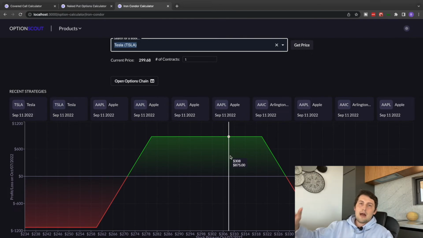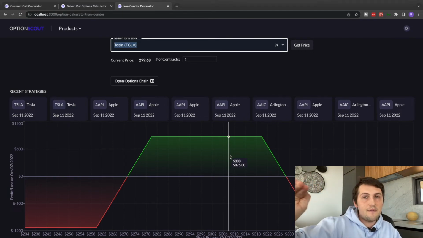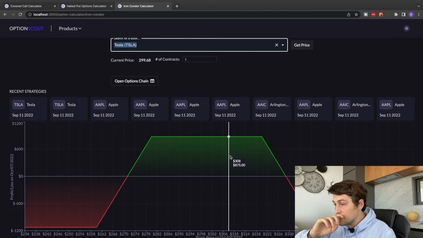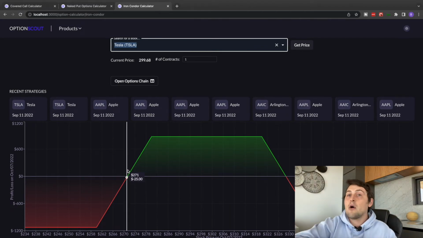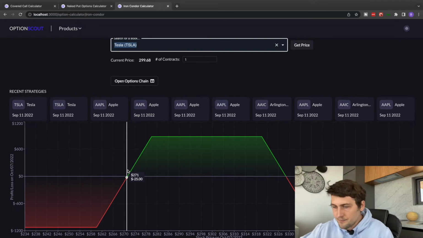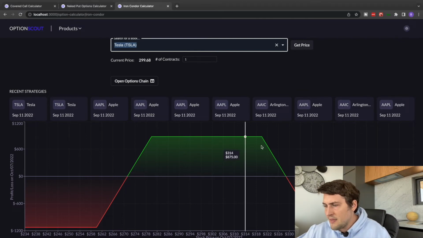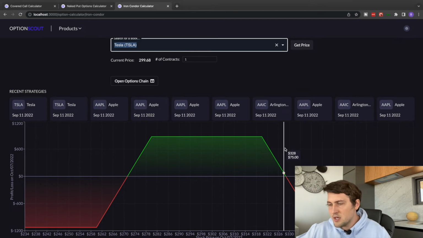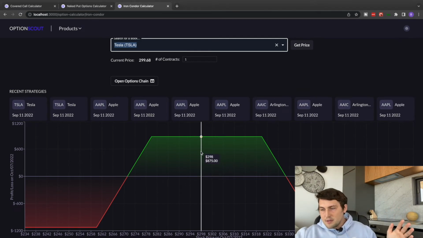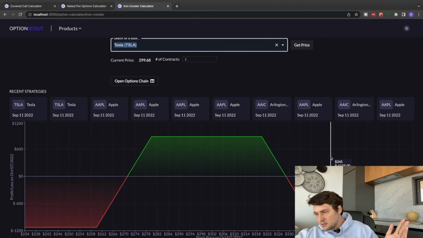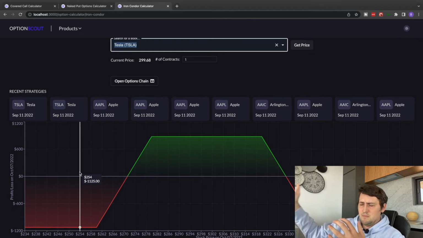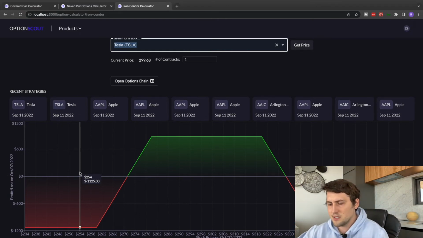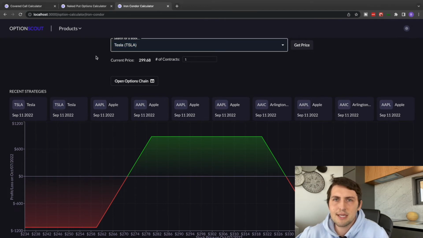So an iron condor has a limited profit, a limited loss, and two break-even points. You can see here your first break-even point, which is referred to as your downside break-even. It's going to be roughly 271, and then your upside break-even is going to be roughly 328 or so. Your max profit in this case is 875, and max loss is 1125 on both sides. If you play around with the calculator and choose different prices, it's going to affect the break-evens and also the max profits and losses.